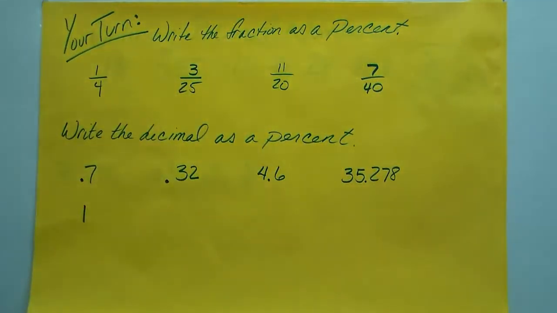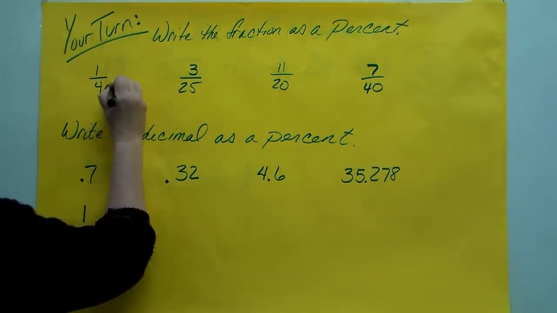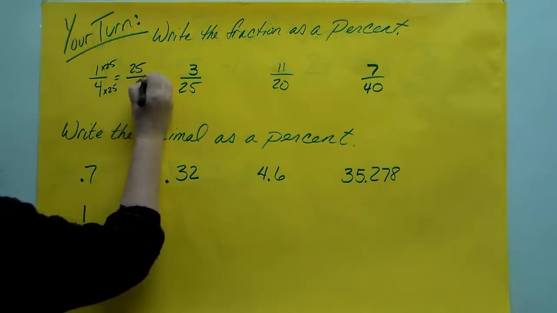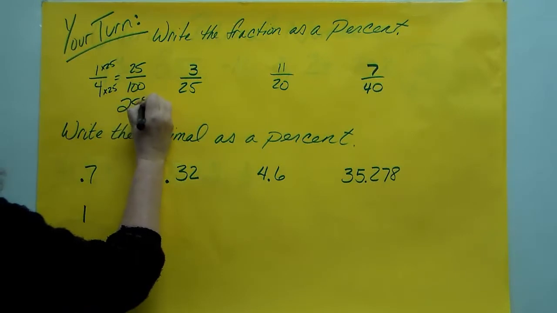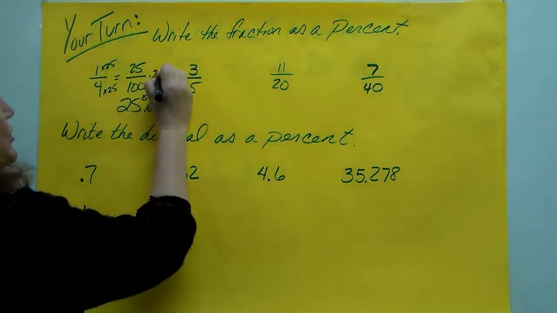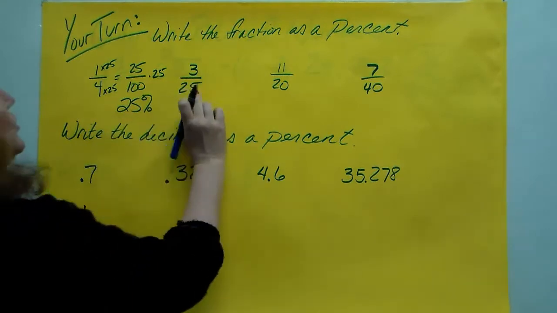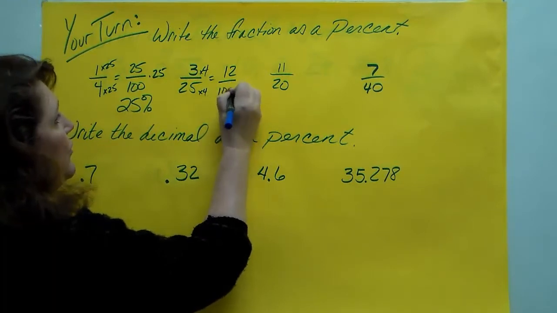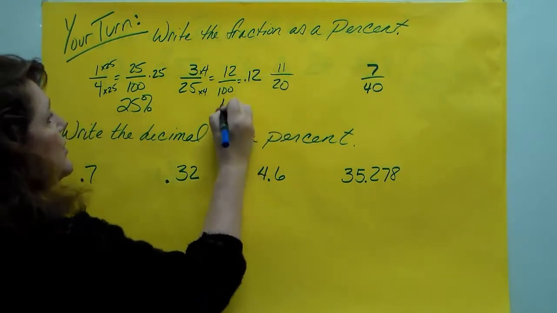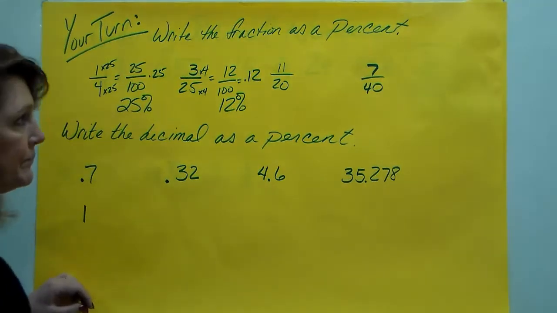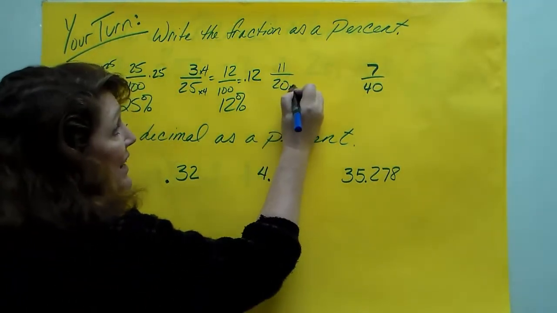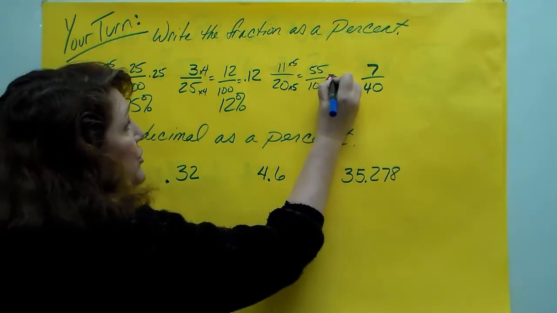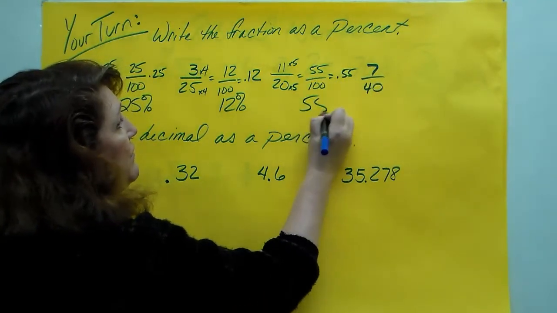All right. So 1/4 times 25 times 25. This is 25 over 100, which is 25%, because it's 0.25. 3/25 times 4 is 12 over 100, which is 0.12, so that's 12%. 20 times 5 is 100, so 11 times 5 is 55 over 100, which is 0.55, which is 55%.